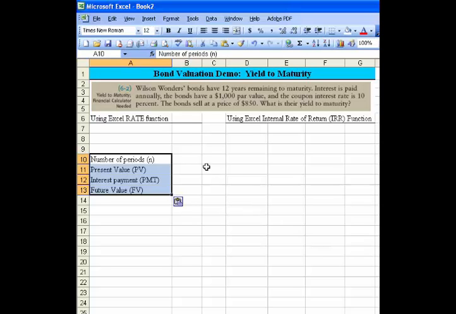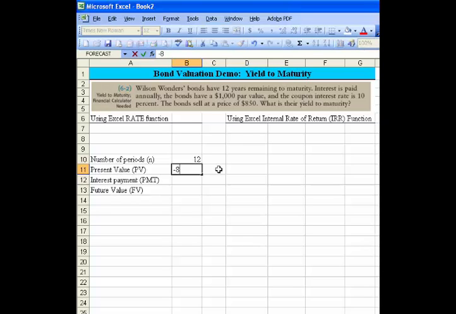Okay, we need to solve for the number of periods. It's 12. The present value is $850. And with this function, we need to enter that as a negative. That would be the cash outflow it would take to purchase the bond today. The interest payment, we can calculate as the 1,000 par value times a 10% rate, or $100, is the interest payment or the coupon payment. And the future value of the bonds that we expect to get is $1,000.